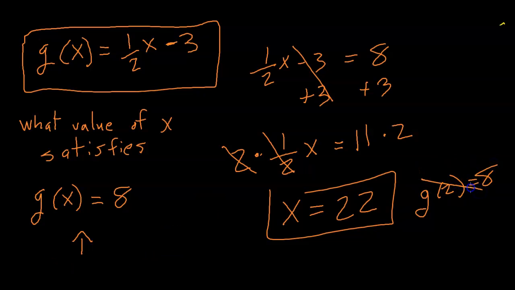Excuse my mistake there. That's not what it means. It means g of 22 equals 8. Right, guys? Sorry about that. G of 22 equals 8.